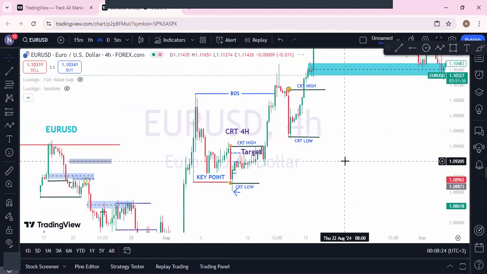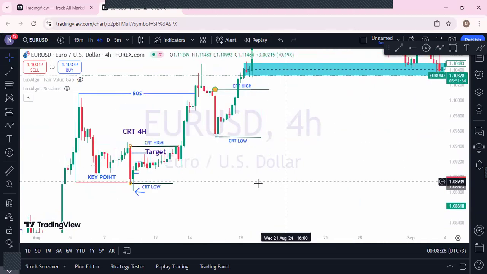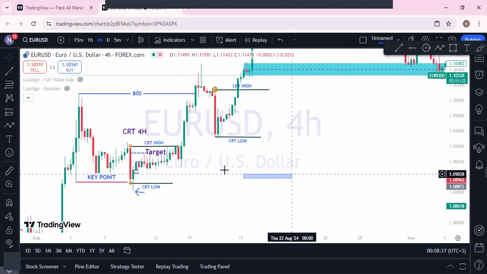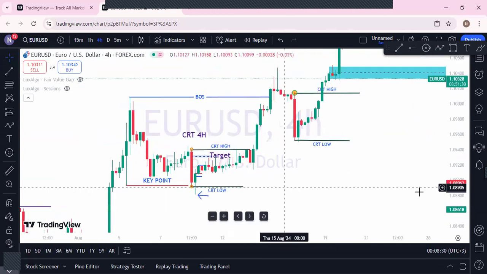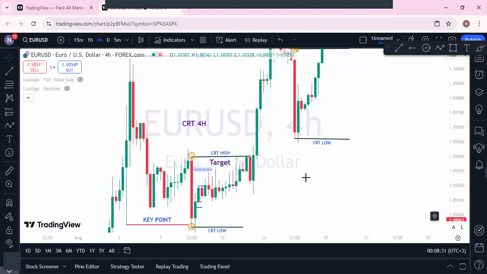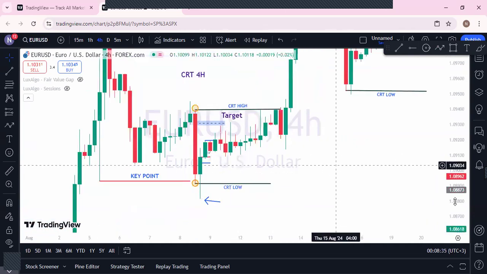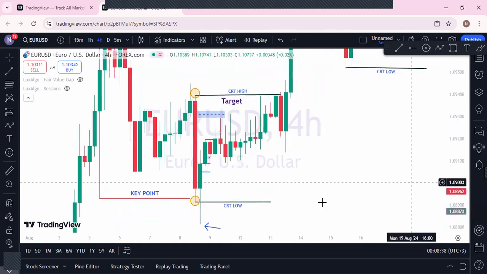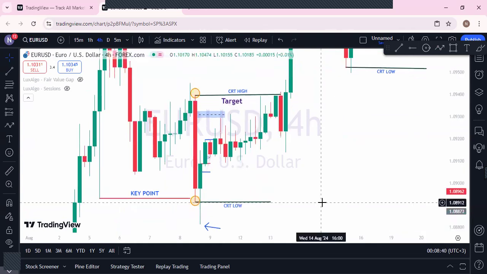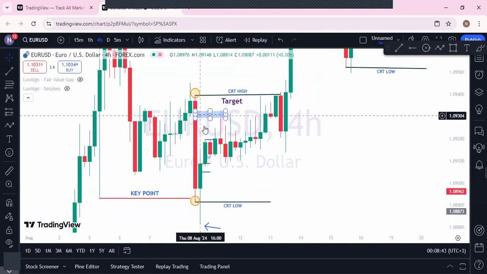We have so many CRT candlesticks. We have so many CRT in the market. Let's start with this one. So this is one of the CRT trade I took, and it was the best. For example, we have this one.